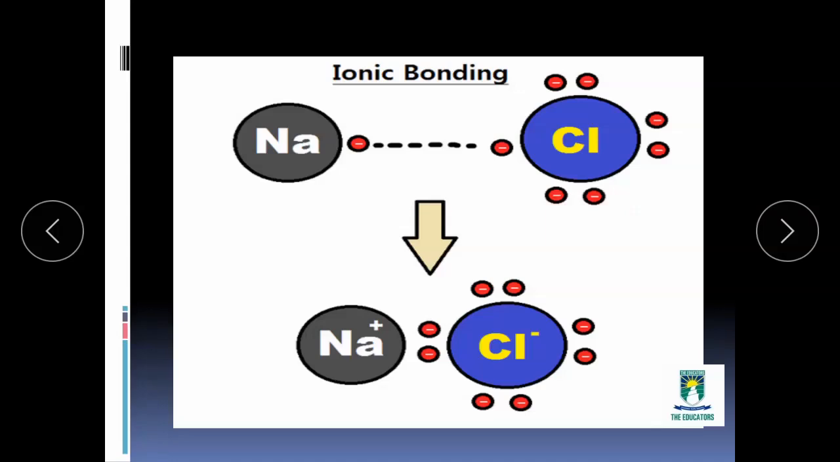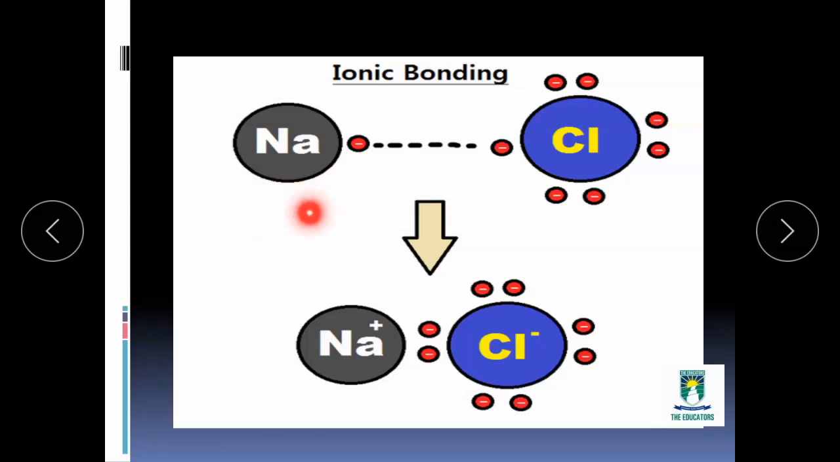So what will happen? This sodium will lose its electron, and this electron will transfer from sodium towards chlorine. Sodium will lose its 1 electron and chlorine will gain that 1 electron. Why only sodium will lose the electron? Because it is impossible for chlorine to lose 7 electrons. So it is easy for sodium to lose only 1 electron.